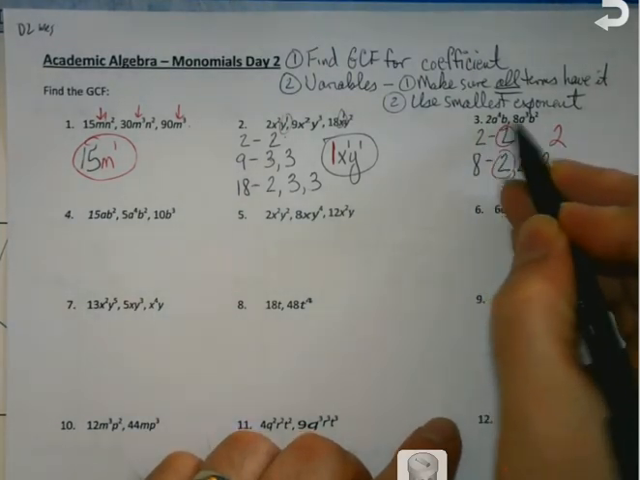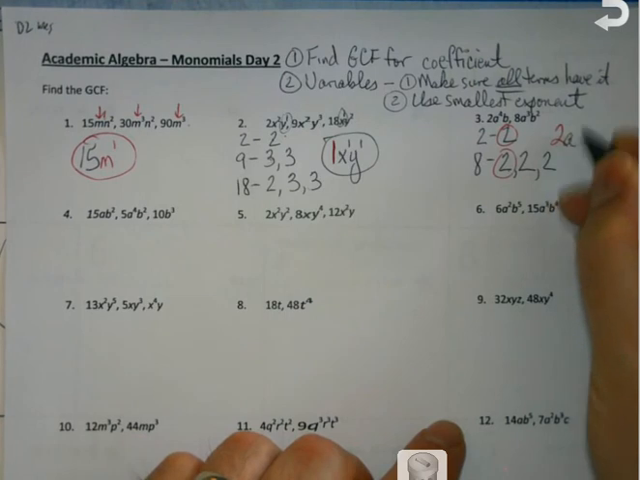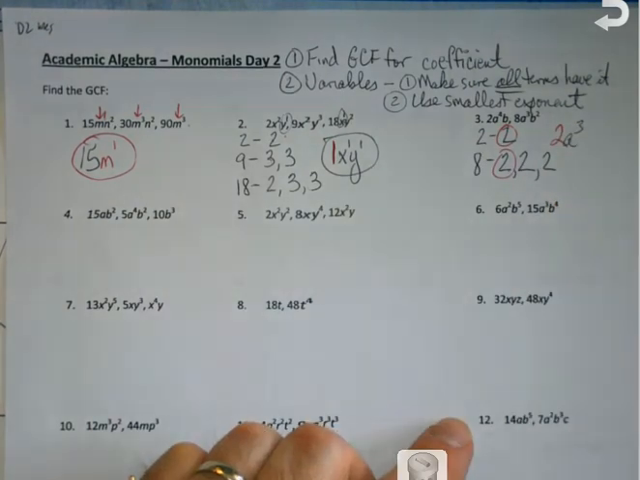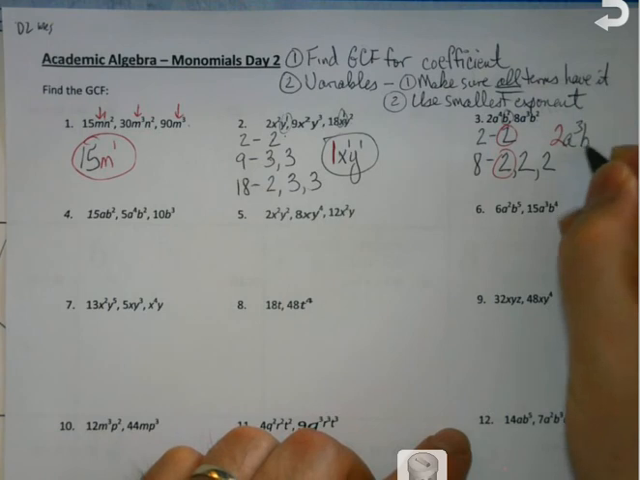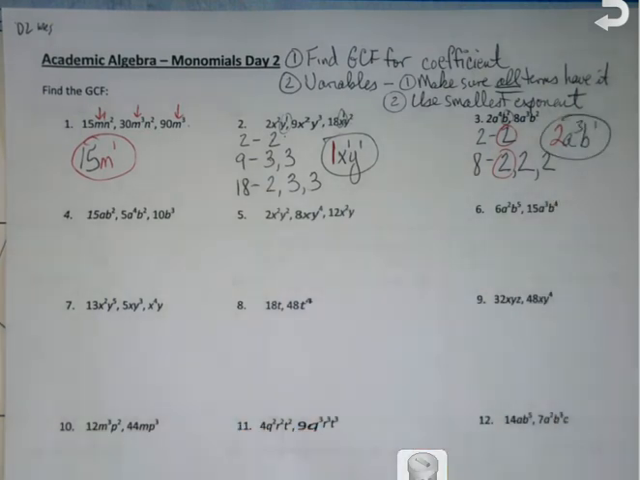Variables, they both have A. I take the smallest exponent, which is 3 this time. And I look at my B squared, and my smallest one is just B, or B to the first. That's what I'm looking to do on these.